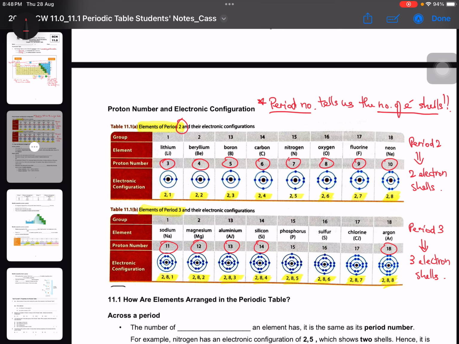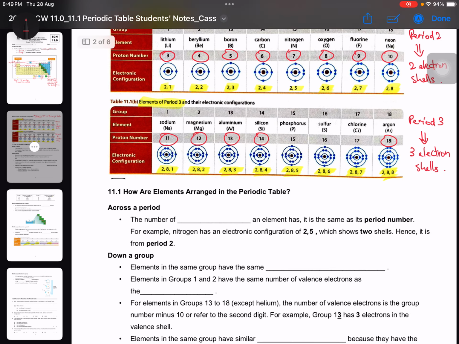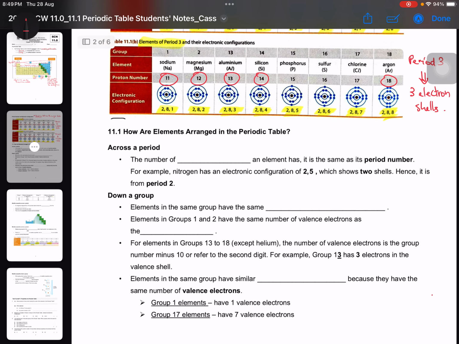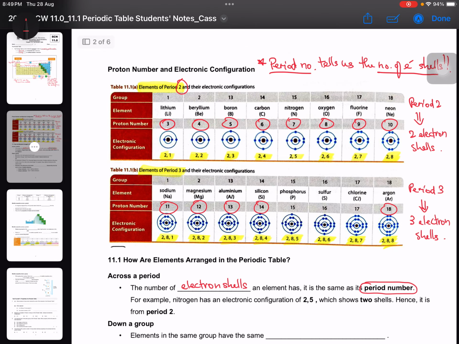First pattern. Next one. How are elements arranged in the periodic table? So that's what we talked about. Across a period, the number of electron shells an element has is the same as its period number. How about down a group? Now let's go back and look at the same thing. If an element is in the same group, they will have the same what?